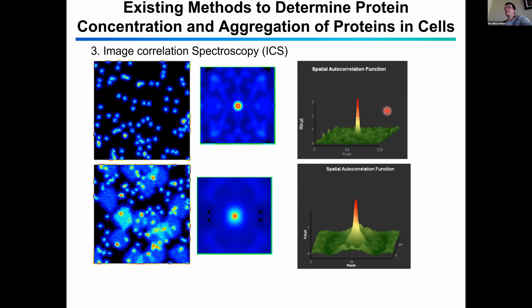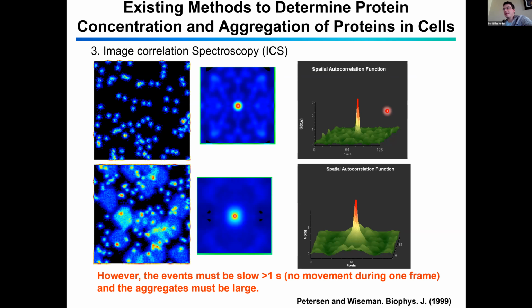to quantify. Another alternative is via image correlation spectroscopy, ICS, but this will only work if you have spatially well separated aggregates and if they move slowly. If they move fast, it will be difficult to apply this method.